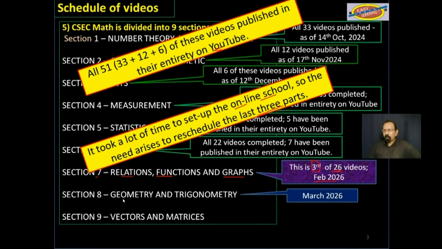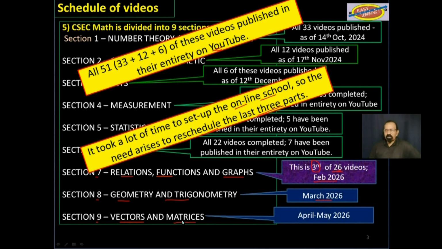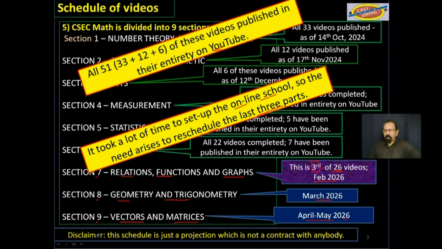And then part 8, section 8, geometry and trigonometry by March 2026. And finally, section 9, vectors and matrices by April-May 2026. Please note this disclaimer down here. This schedule is just a projection and it is not to be interpreted as a contract with anybody.